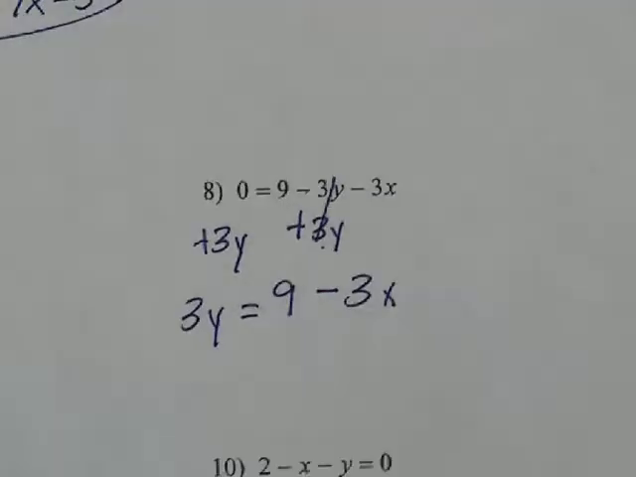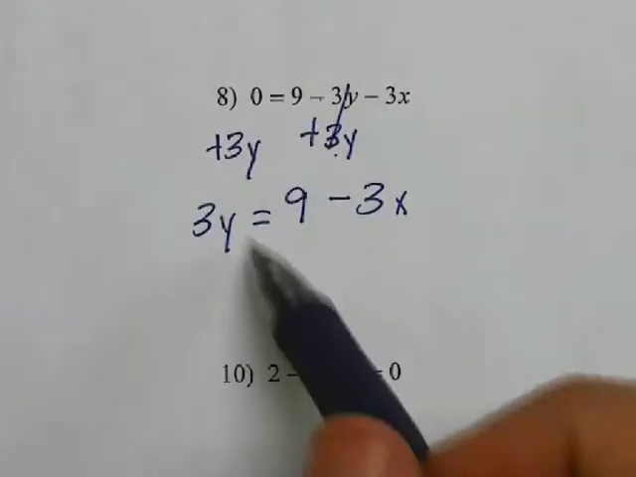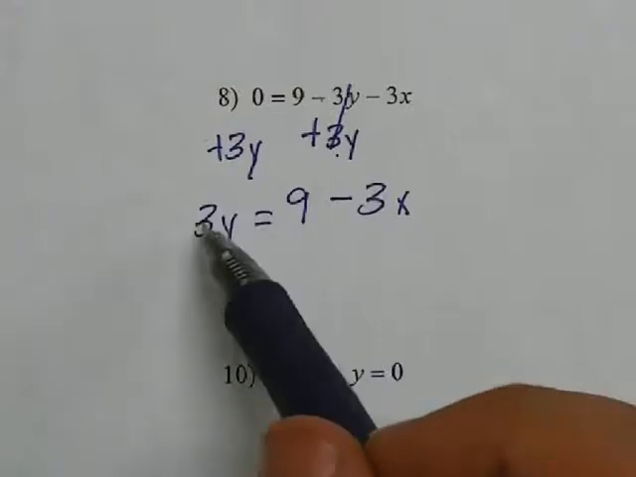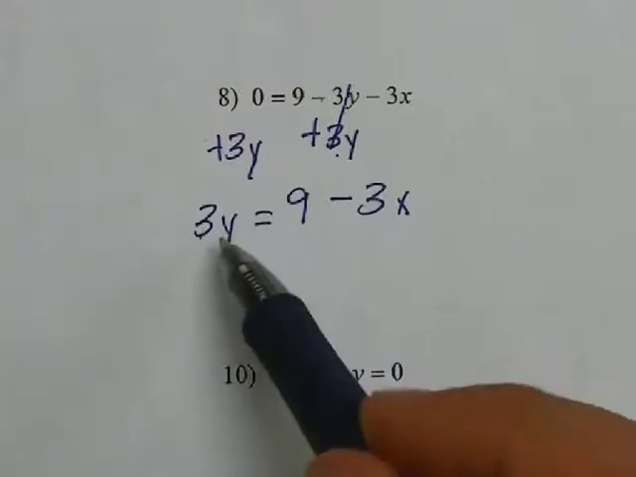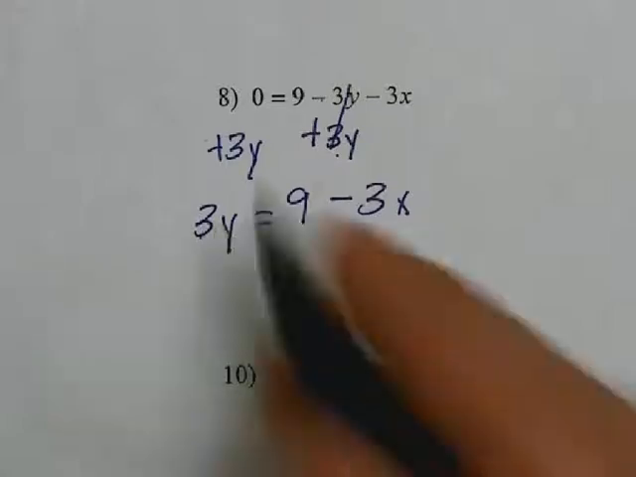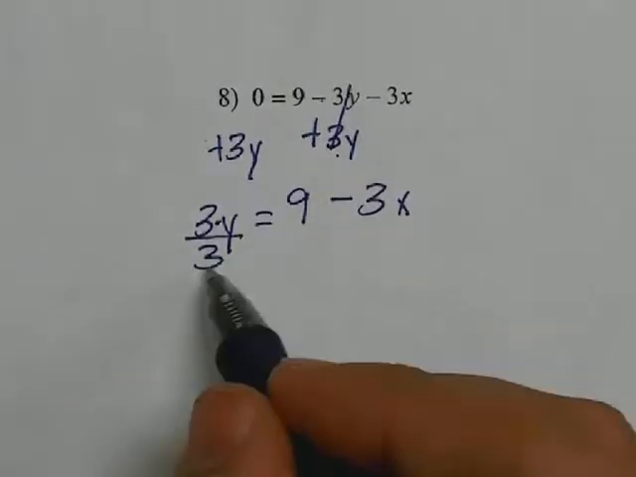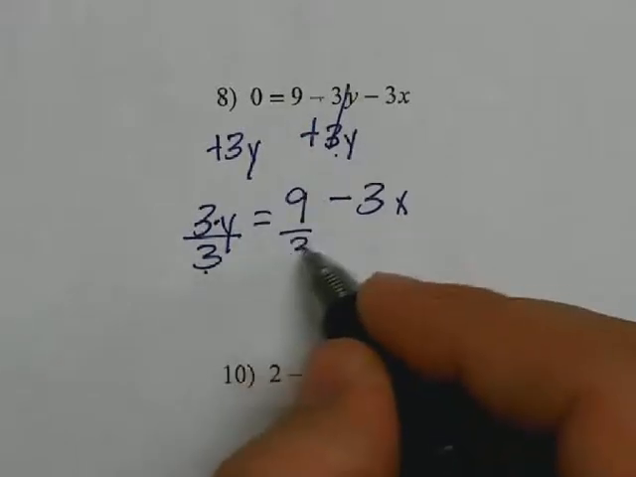Okay. Then from there, I now have y over here to the left, but I have this coefficient of 3 with it. I got to do the inverse operation to get that 3 off of it. Right now it's being multiplied by y, so I need to divide it by y. And what I do to one side, I got to do to the other. So I got to divide everything here by 3.